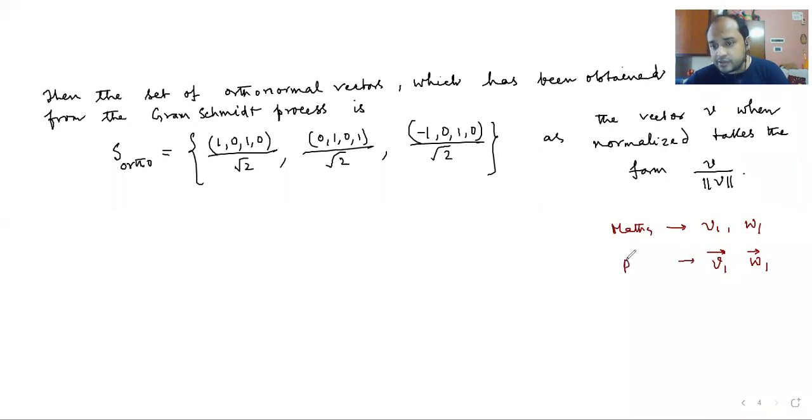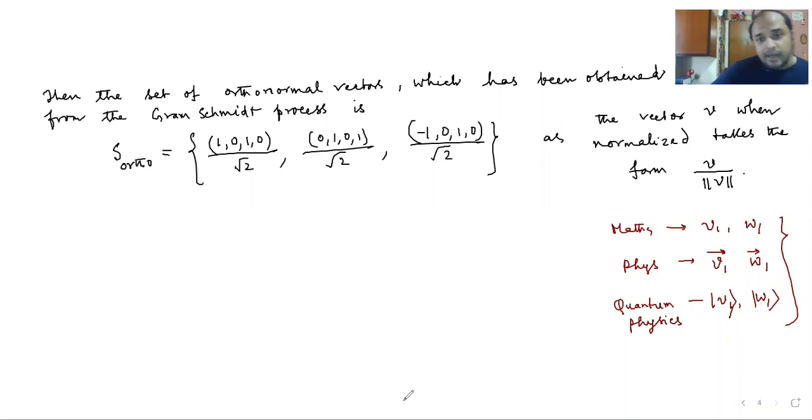In case of physics, we do so. And if we talk about quantum physics, then these vectors are denoted by this Dirac notation. So here the dress changes, but the meaning remains the same. So all these things will have similar properties. In physics vectors, the classical physics vectors, the Gram-Schmidt process, the entire thing will be applicable.